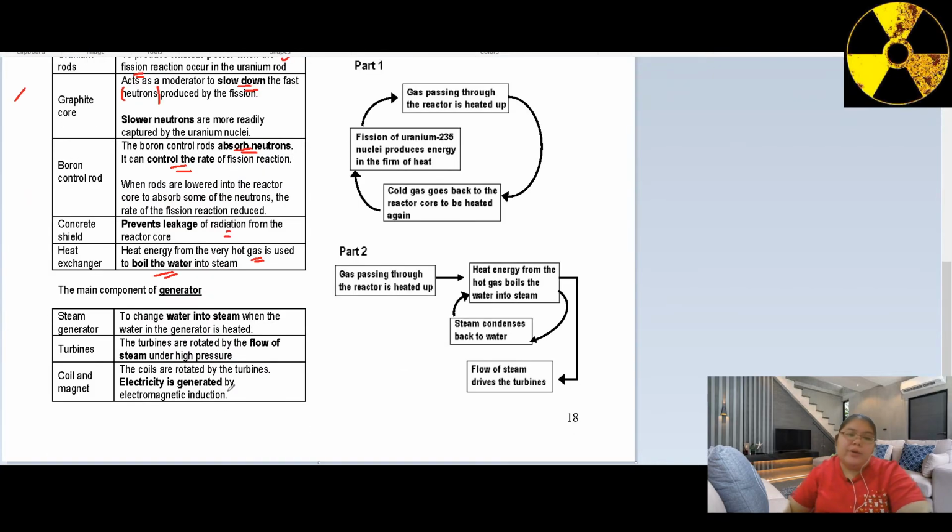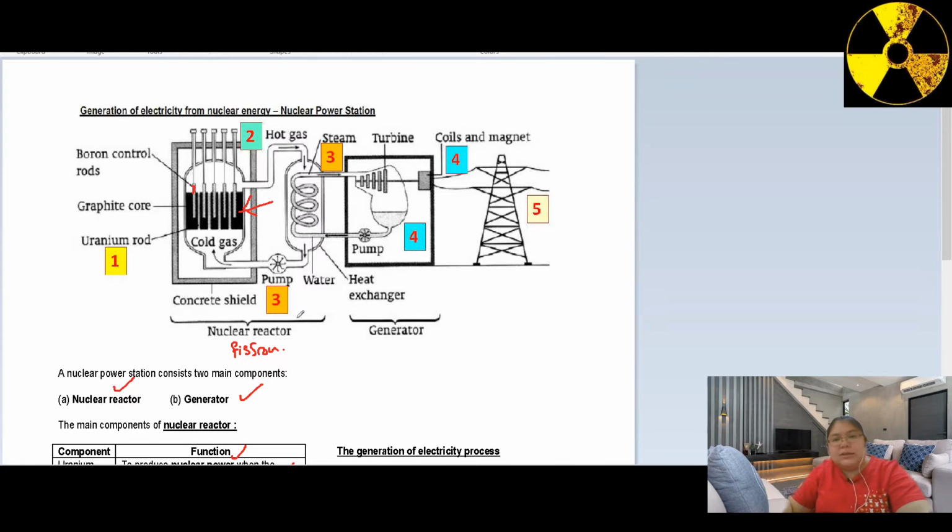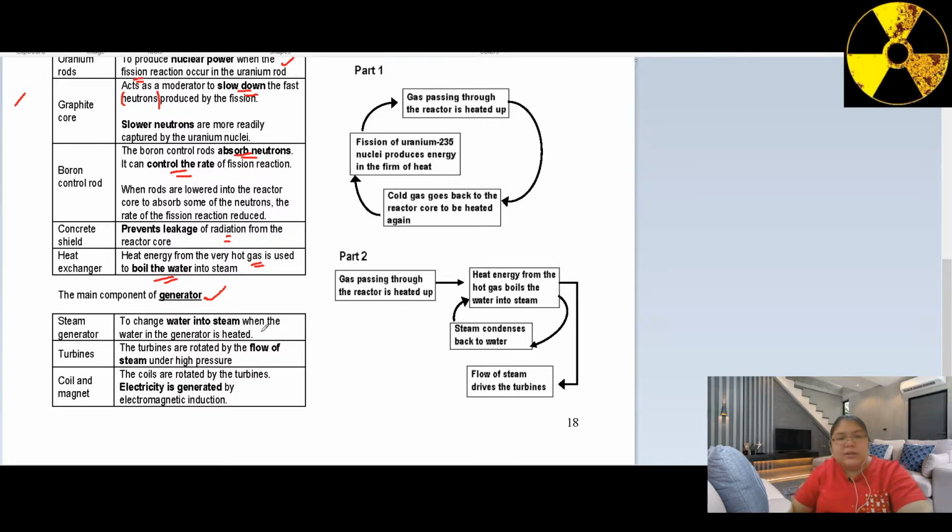Now we're going to see the second part, the generator part. That means we got the steam generator. Let's see the steam generator. Steam generator is this part, number 3. They become the steam before they go to the turbine. We see steam generator, what's the function? To change the water to become steam.